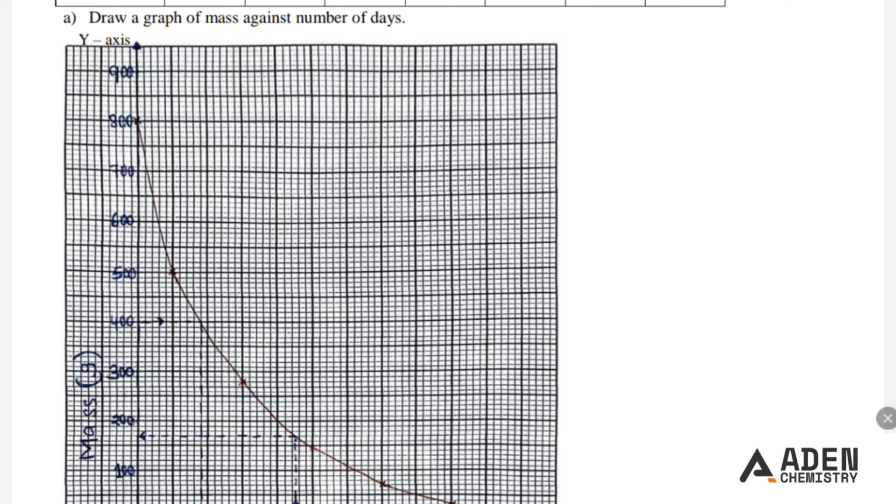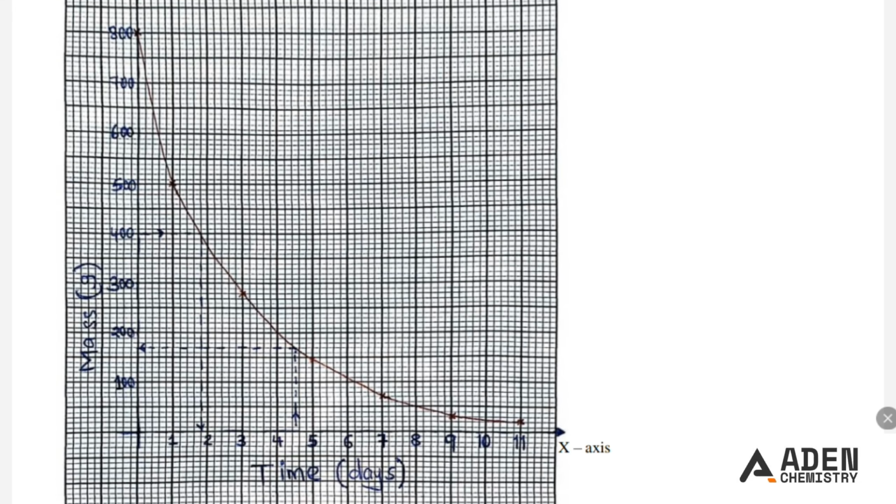For part A, we are supposed to write mass on the y-axis and number of days, or time, on the x-axis. This is how the curve looks. On the y-axis we have written mass in grams, and on the x-axis time in days. Next we have plotted the points and connected them to make the curve using freehand. We are not using a ruler.